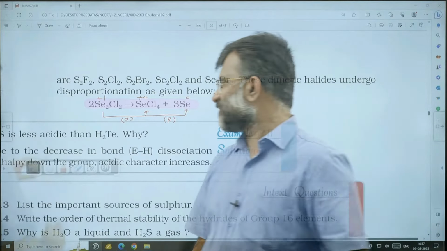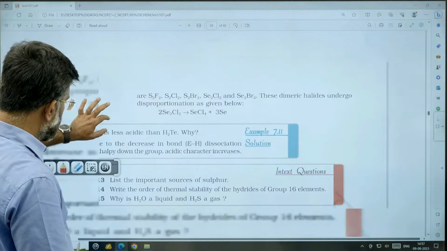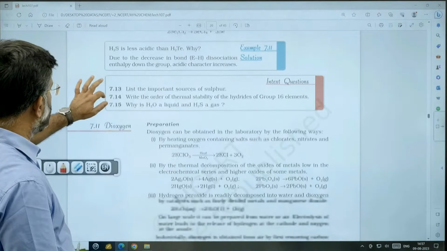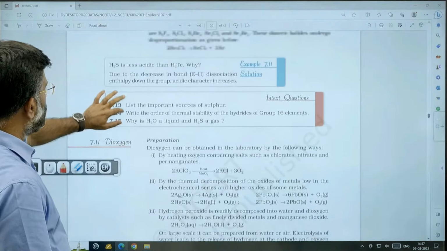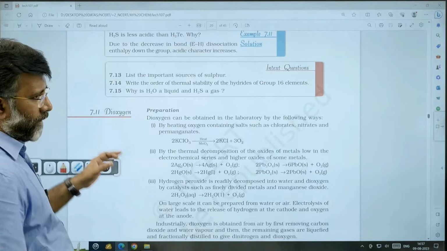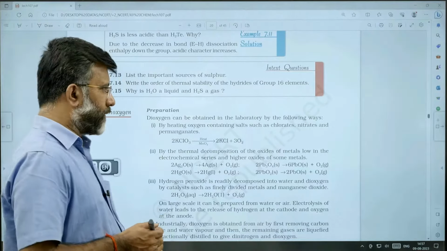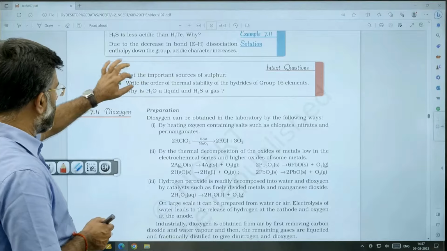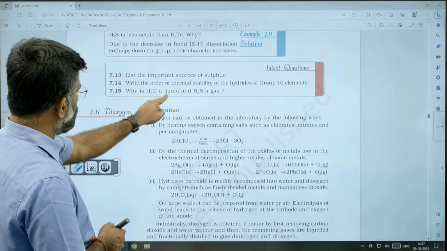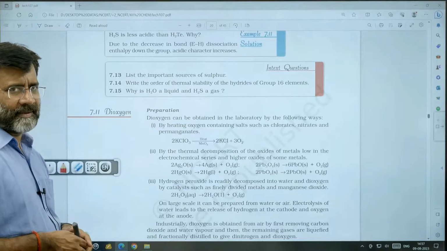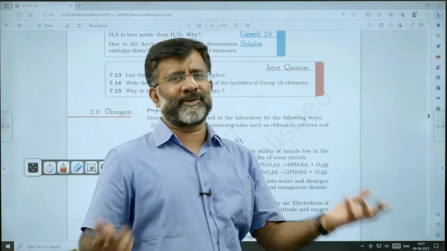Right? So that is about the atomic and physical properties and general characteristics of the oxygen family. You see a question: H2O is a liquid, H2S is a gas. Why is H2O a liquid and H2S a gas?